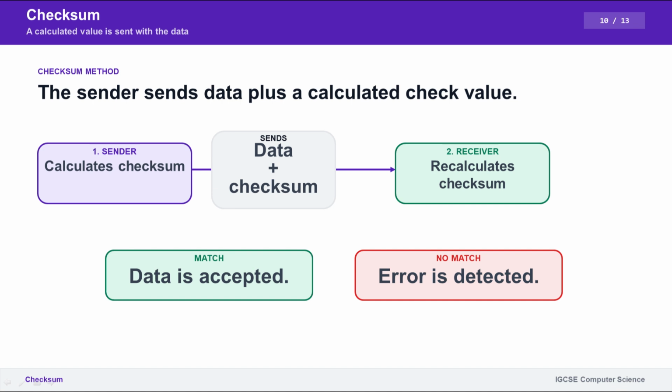Checksum. A checksum is another method used to check whether data has changed. The sender runs a calculation on the data and creates a checksum value. The data and the checksum are sent together. The receiver performs the same calculation on the received data. If the new checksum does not match the checksum sent, an error is detected.